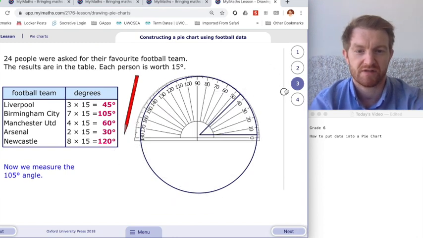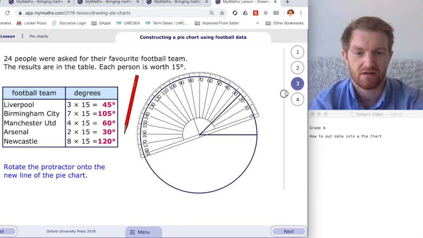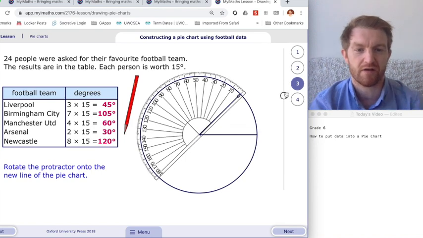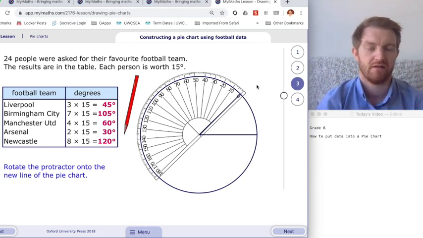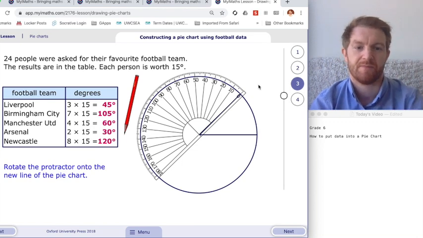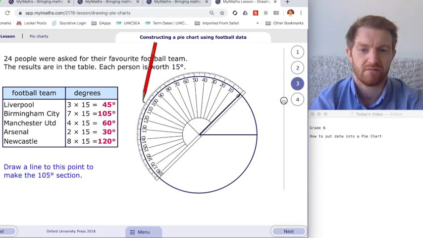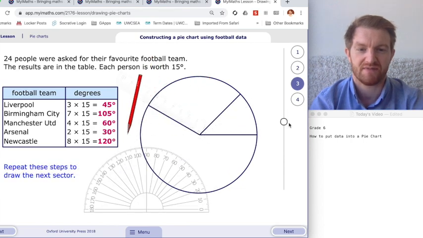And then notice, this is the important bit: turn your protractor around so that the 0 now has moved to the line we just made. Okay, so notice it's rotated. We've rotated that way. Again, same thing, we're going to do 105 degrees, so we go to 105, which is over here, and then we make the little mark at 105, draw the line, that's our Birmingham City.